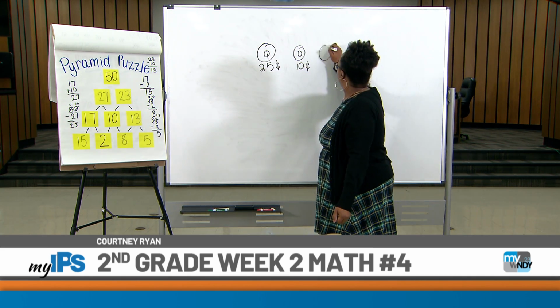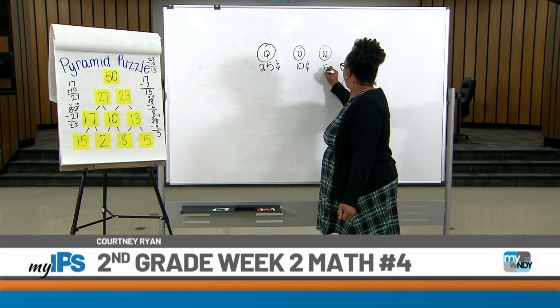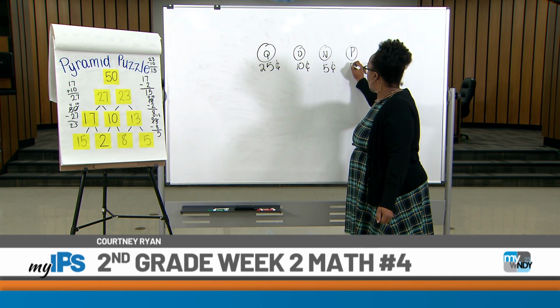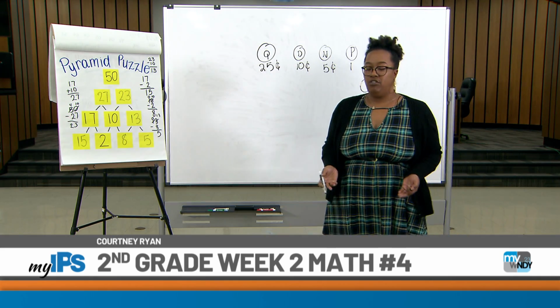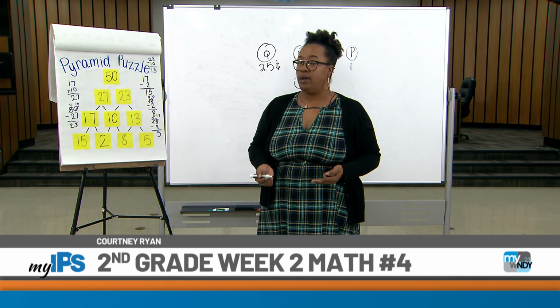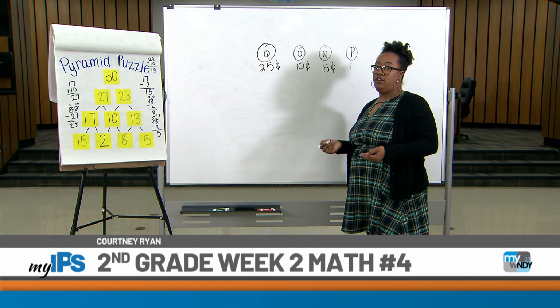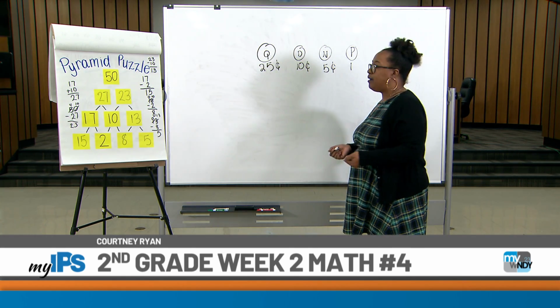A nickel is worth 5 cents. And a penny is worth 1 cent. So I want you all to just play with coins and figure out what collection of coins we need to use to make 47 cents. I'm going to try it out.